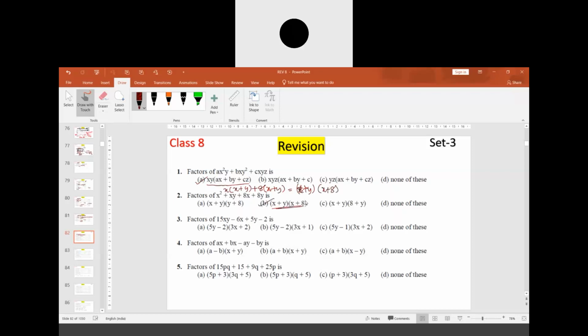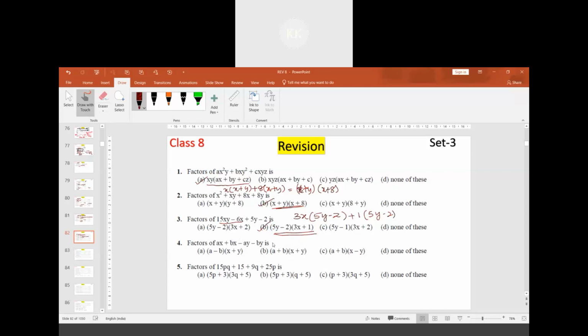Option B. This is again grouping. The first two terms we can take 3x common. 5y minus 2. Plus 1 times of 5y minus 2. So 5y minus 2 and 3x plus 1. Option B is correct. Bravo. Now you are telling option A. Option A cannot be there here. It is 3x plus 2. Here we are getting 3x plus 1. Option B.